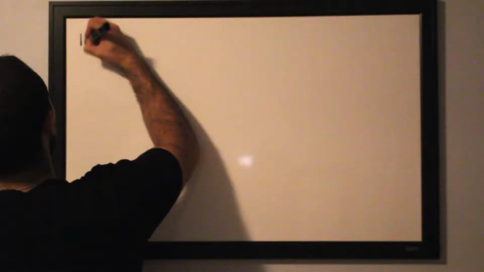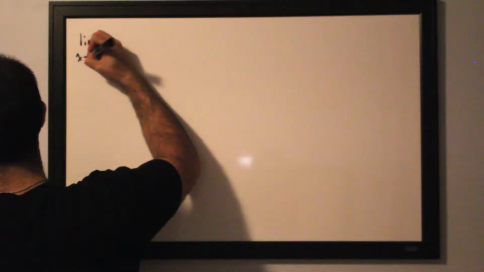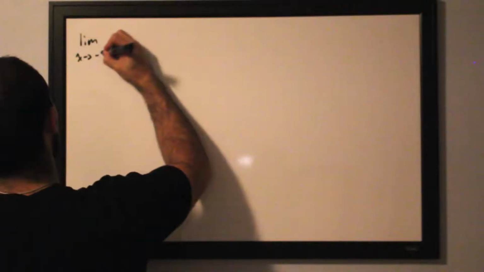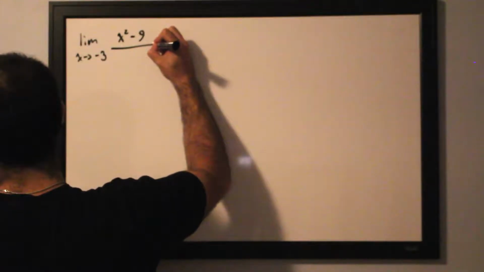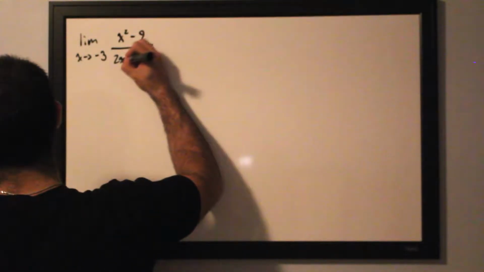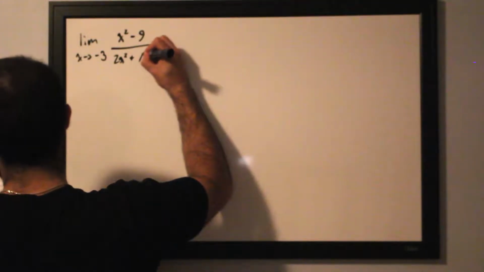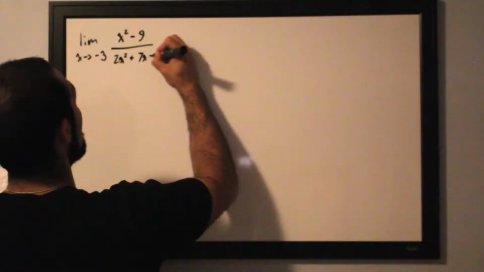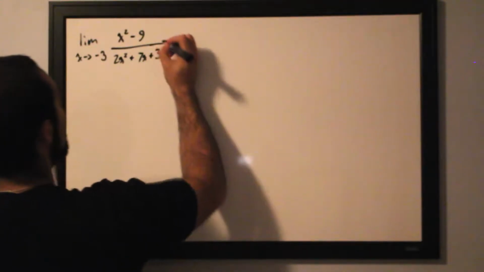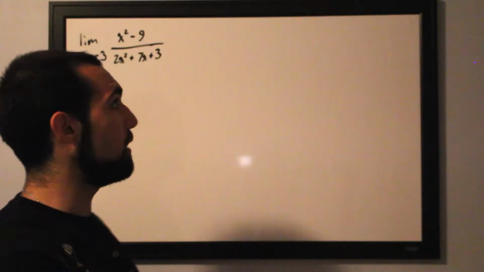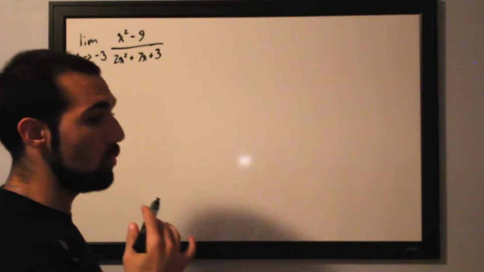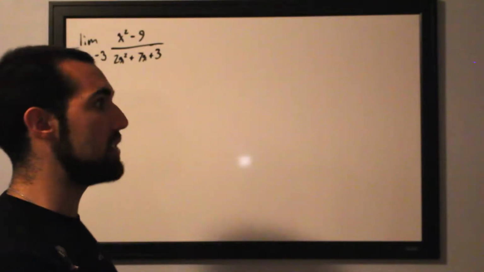Moving on, we are going to take the limit as x approaches -3 for x squared minus 9 over 2x squared plus 7x plus 3. So before we start trying any manipulations, let's try plugging in -3 to see if everything works out to an indeterminate form. Otherwise, we'd be wasting our time.